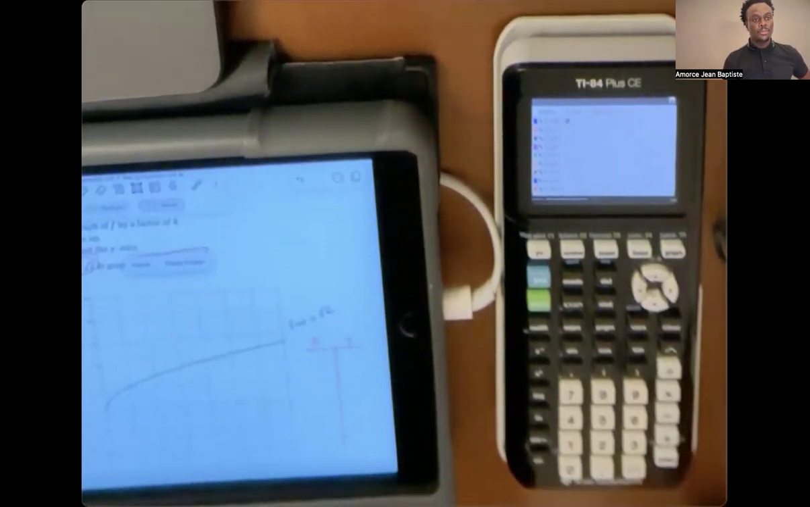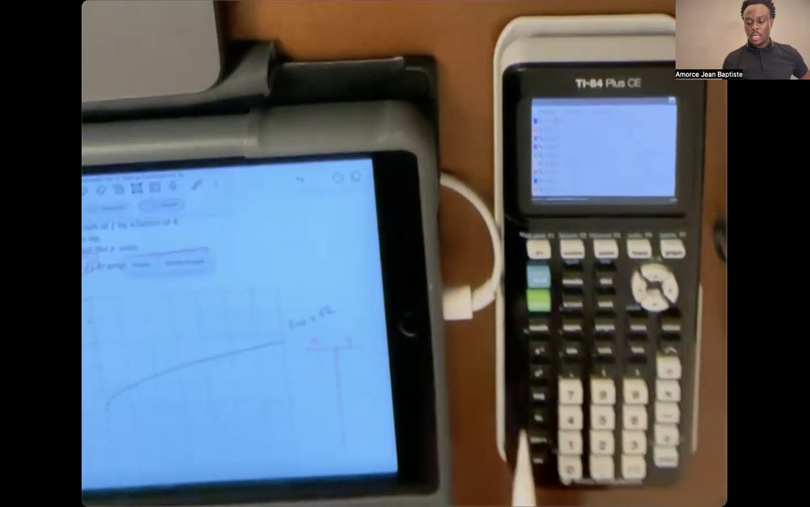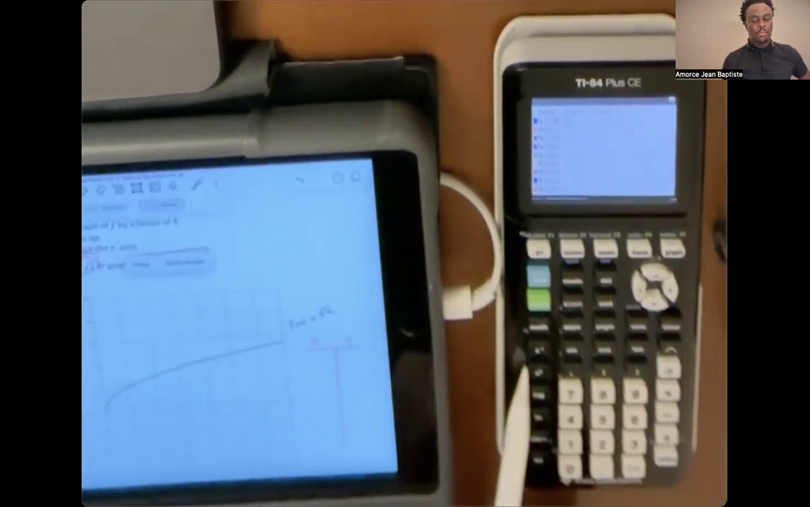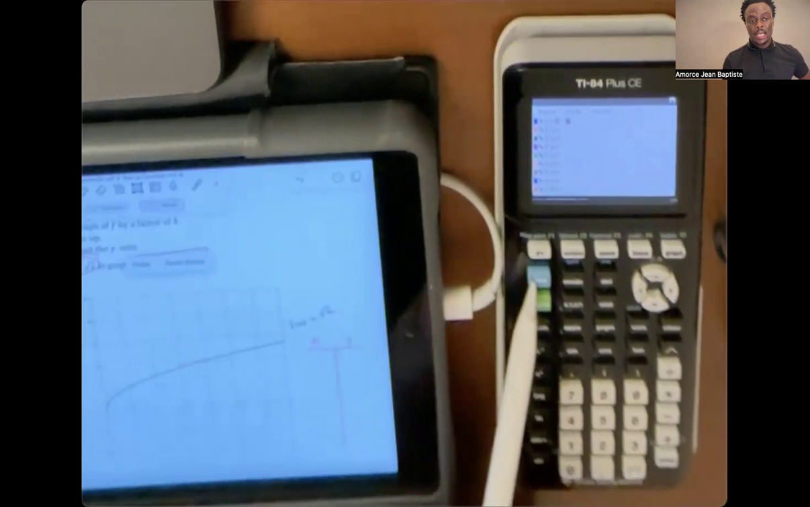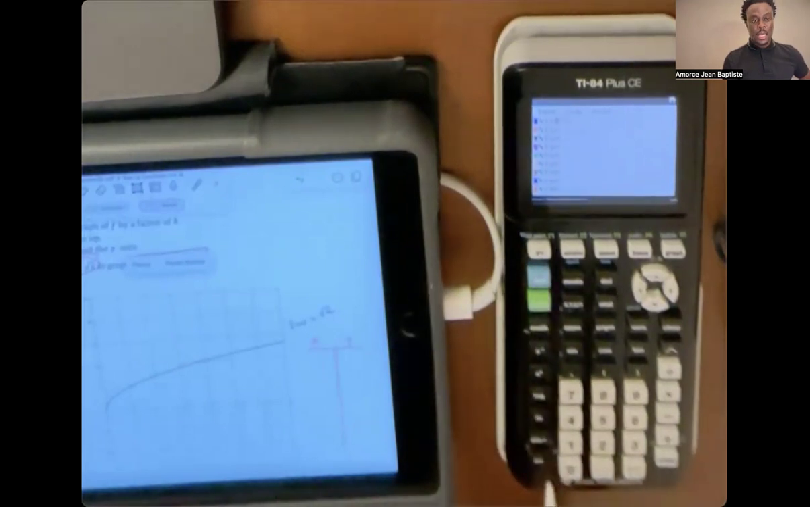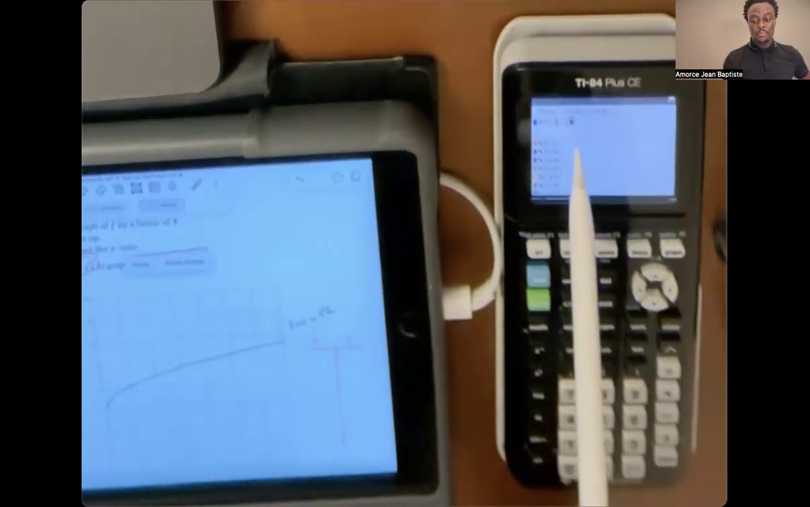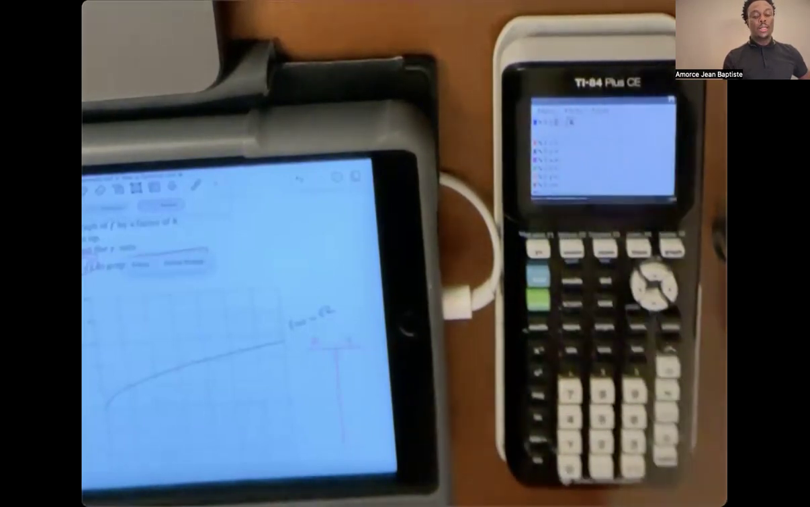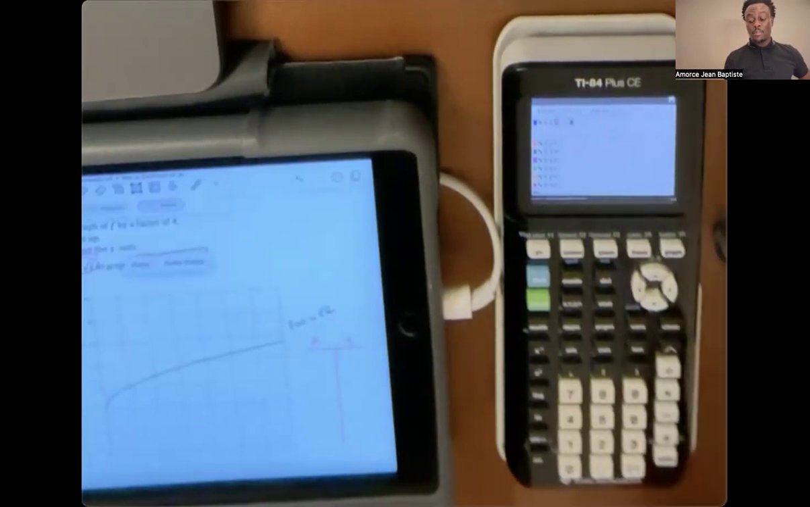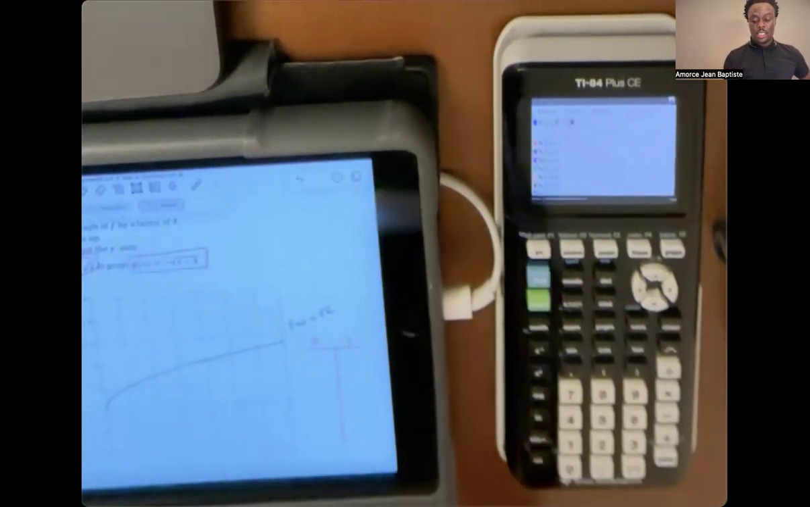So negative. And then the square root: you can see it's on the x square button, but it's in blue above the button. That means I need to press the second option, and then the x square button will give me the square root. You see how the square root pops in, and then the blank is ready for me to type my function. The function is x minus 4.